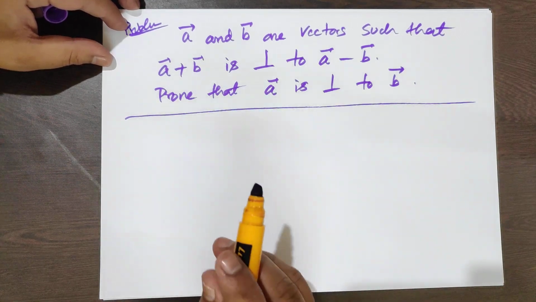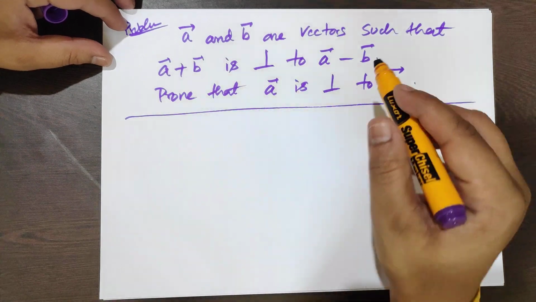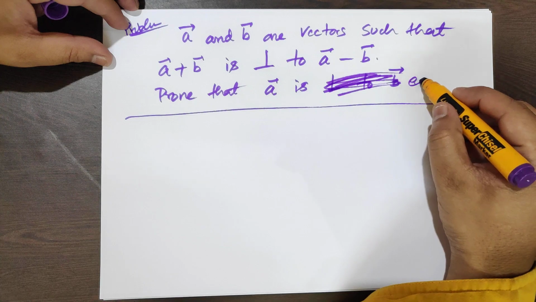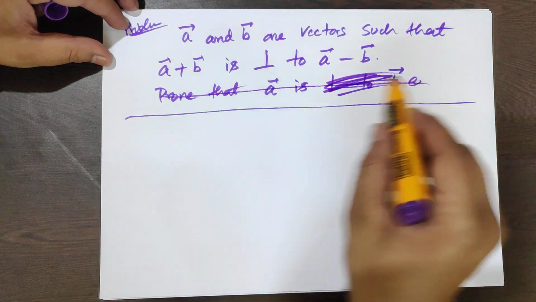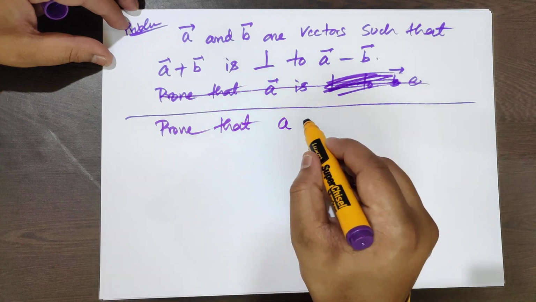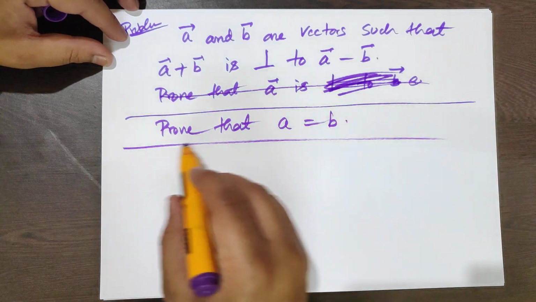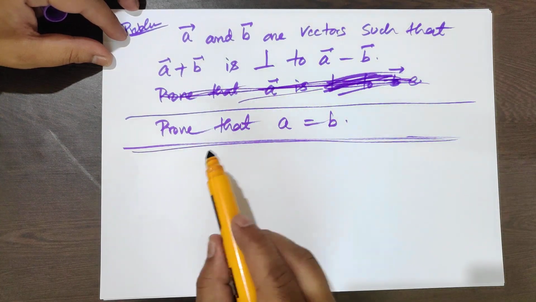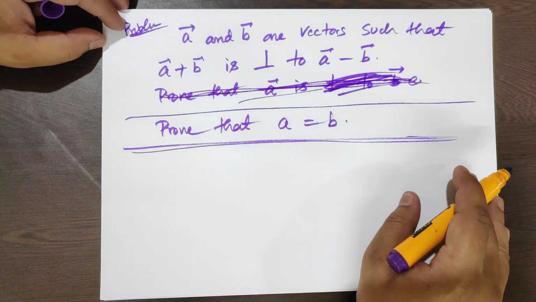Sorry, the problem is not like that. A plus b is perpendicular to a minus b. So prove that a is equal to b, I mean their magnitudes are equal. Sorry. Okay, so let's go ahead.